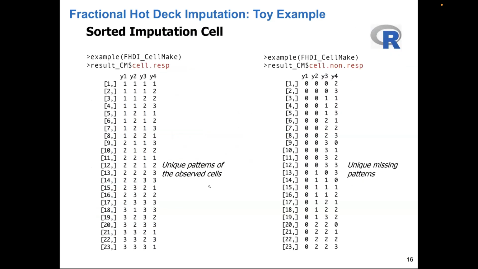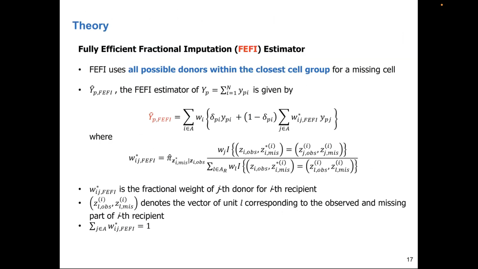And then we have a very long list. After sorting, we have a very diverse missing pattern. For example, it's very serious in this case: we don't have any information about 3 variables. We only know variable 4 for this case, and so on.